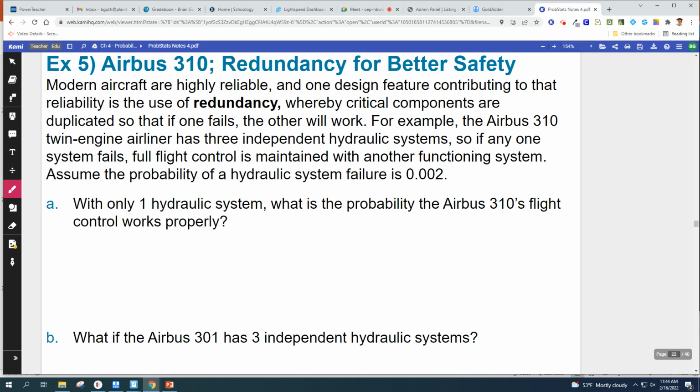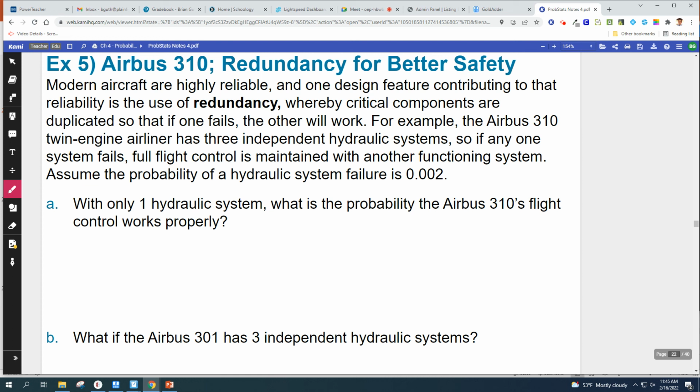Number five. So you'll notice on your printout that I made a mistake and didn't type in everything. So you might try to fill in what I missed, but here's the whole question. Modern aircraft are highly reliable, and one design feature contributing to that reliability is the use of redundancy, whereby critical components are duplicated so that if one fails, the other will work. For example, the Airbus 310 twin-engine airliner has three independent hydraulic systems, so if any one system fails, full flight control is maintained with another functioning system. Assume the probability of a hydraulic system failure is 0.002.